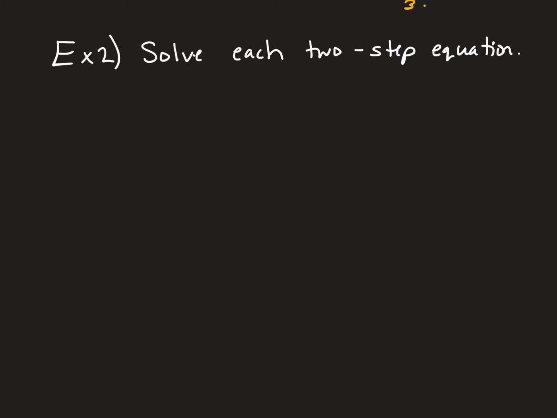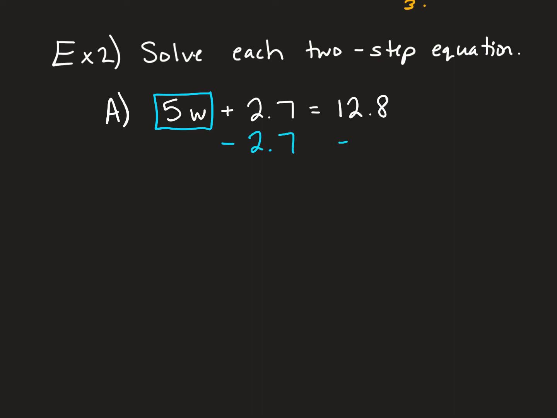Example 2, now we're going to solve some two-step equations. Just like the one-step equations, these work just like the equations that have integers instead of fractions and decimals. So the first one, we have 5w plus 2.7 equals 12.8. We want to get w by itself. So first of all, let's box in our w term. We'll get rid of 2.7 by subtracting 2.7 from both sides of the equation. We get 5w on the left side equal 10.1 on the right side.